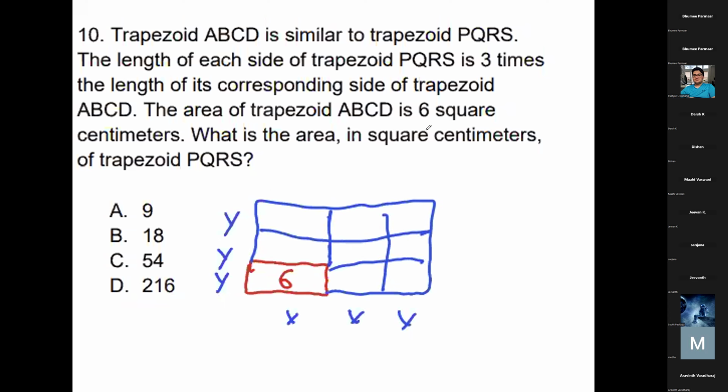It asks us what is the area in square centimeters of trapezoid PQRS. For this, we would just do 6 times 3 times 3 again, which would be 6 times 9, which is 54. So the correct answer here would be C. This is probably just a pretty easy way of thinking about it. You could use the trapezoid formula, but that would take way too long. You don't want to be spending more than a minute and a half per question.